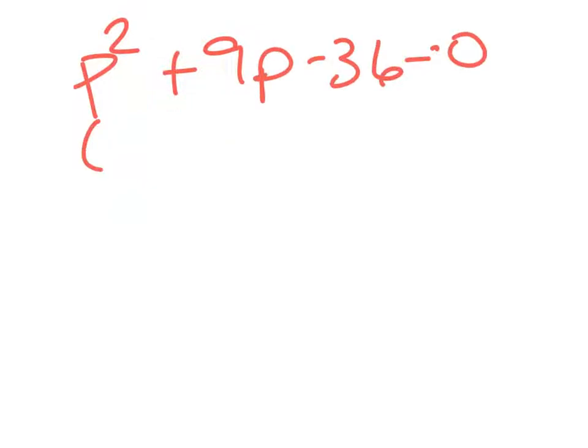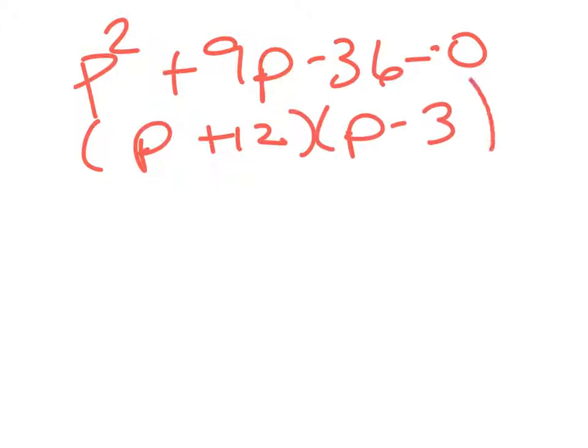So p squared plus 9p minus 36 equals 0. That factors to p plus 12 times p minus 3, because I have to have two numbers that multiply to be negative 36 and add to be positive 9. So that's going to give me p as negative 12, and p is 3.